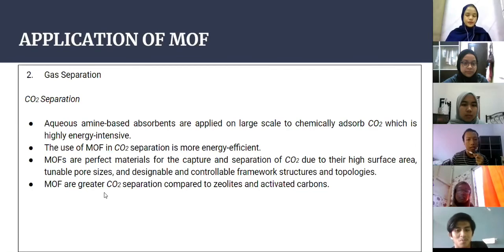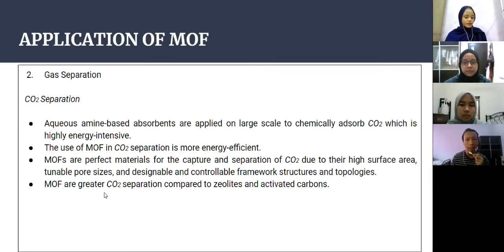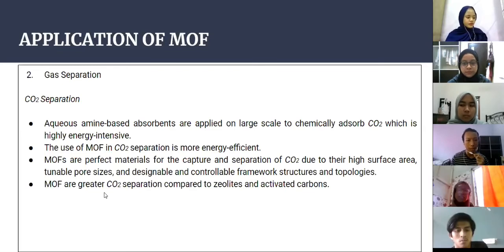MOF are better for carbon dioxide separation compared to zeolites and activated carbon. This is because zeolites have a limited number of crystal structures and carbon molecular sieves have amorphous structures. MOF, however, can form a vast variety of ordered structures, pore sizes, and porosities with functional groups from the different arrangements of metal centers and bridging organic ligands. Next.